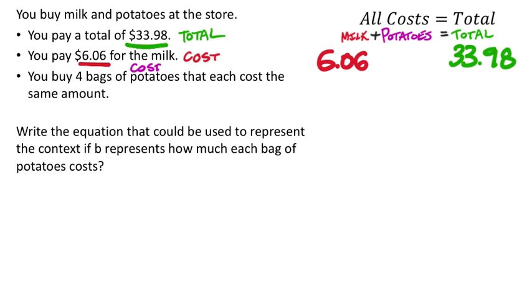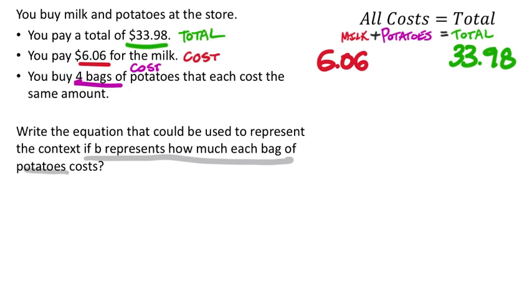Okay, so how about them potatoes? Well, we know we're going to get 4 bags of potatoes. We just don't know how much they cost. But it does say down here that B will represent the cost of each bag of potatoes. So I have to keep that in mind when writing this part of the expression.